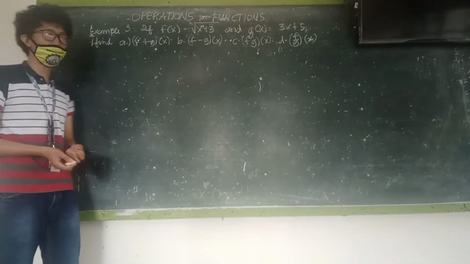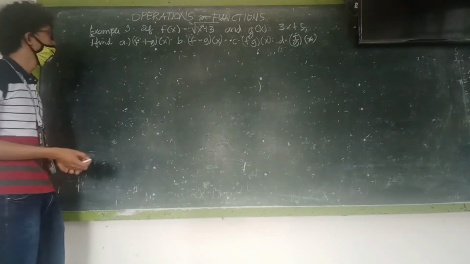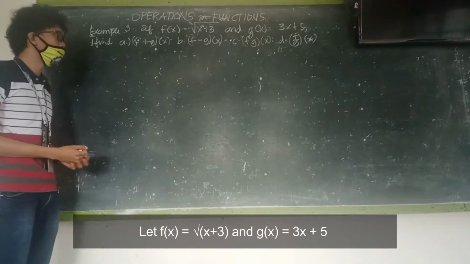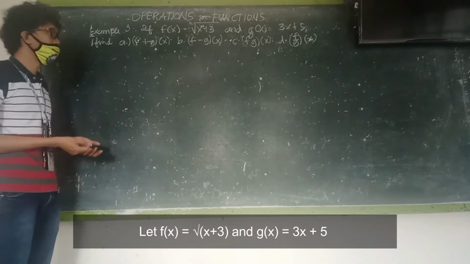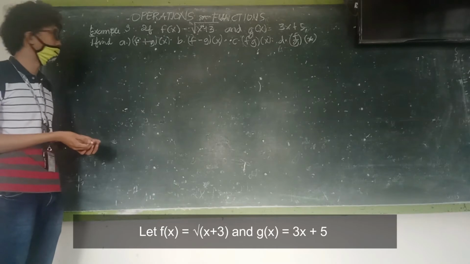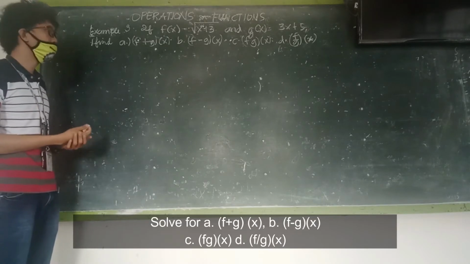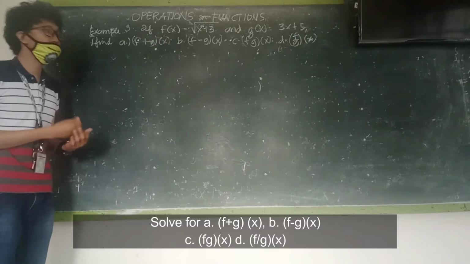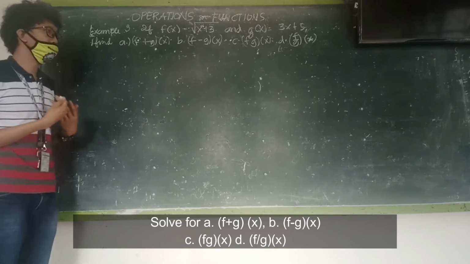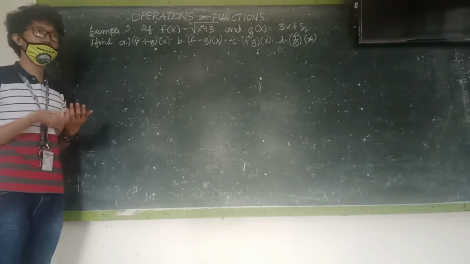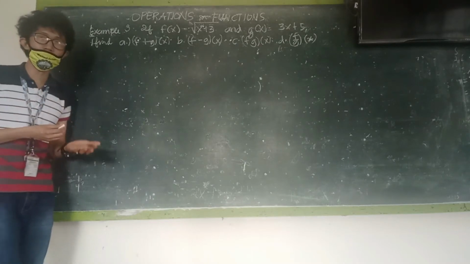Mathematics examples for operation on functions. We have example number 3. If f of x is equal to the square root of x plus 3, and g of x is equal to 3x plus 5, find a, f plus g of x, b, f minus g of x, c, f g of x, and d, f over g of x. So what we are going to do is perform the indicated operations like the previous examples.